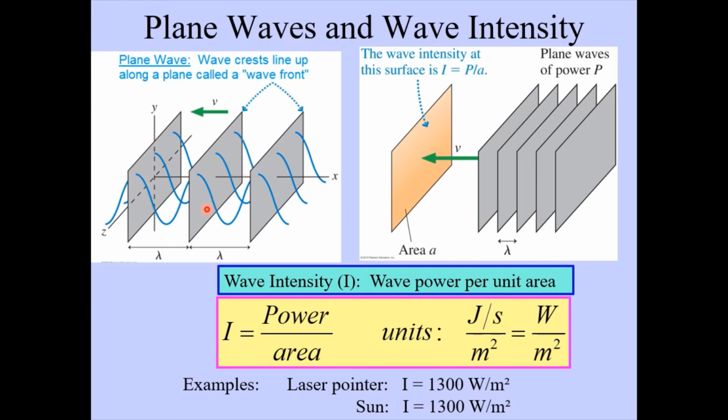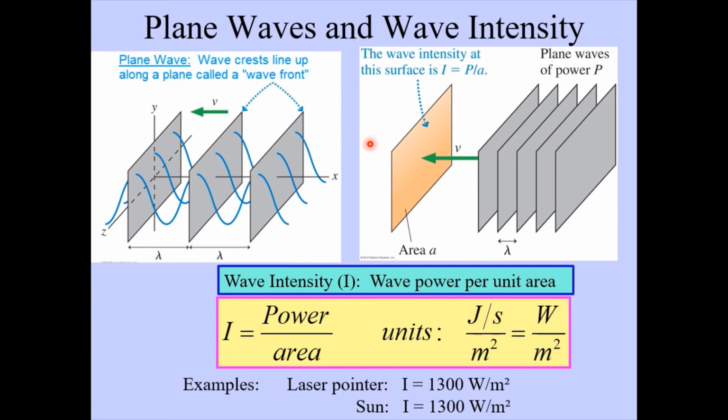There's another wavefront here that corresponds to this crest, and a third wavefront over here. So these three wavefronts now are moving. In this picture, they're moving from right to left. These wavefronts are traveling at the speed of the wave, if it's a sound wave or light wave or whatever.